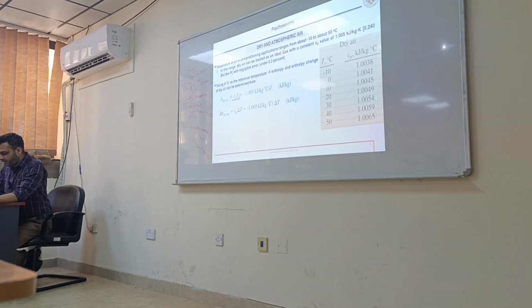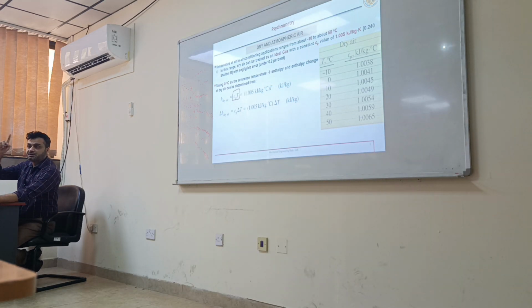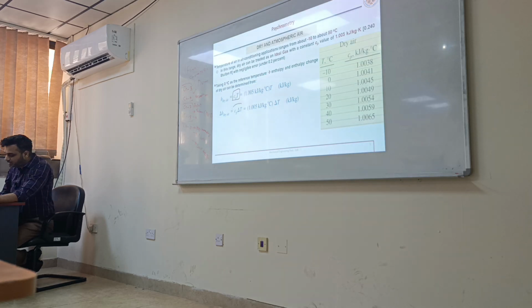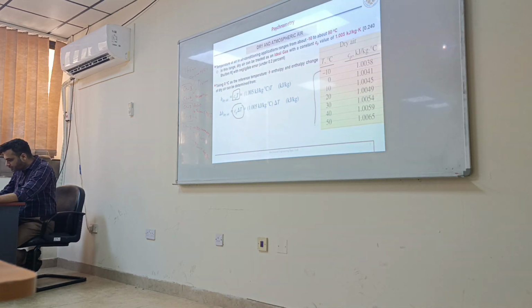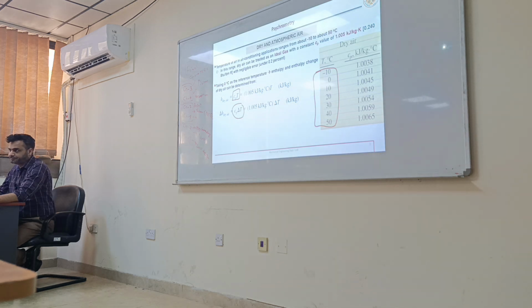So that is the enthalpy at any temperature with respect to 0 degrees Celsius. And the enthalpy change anywhere in this range is given by Cp delta T.